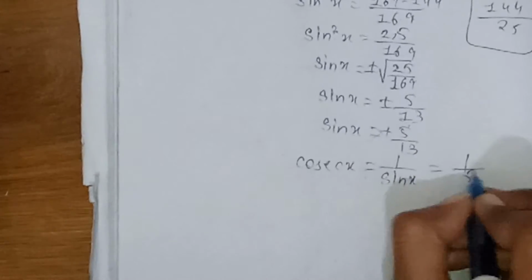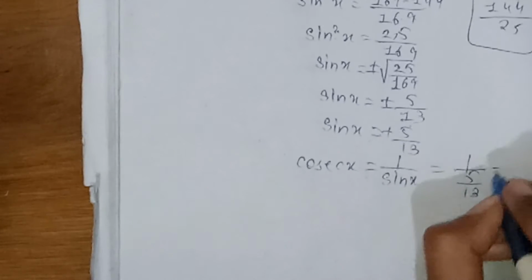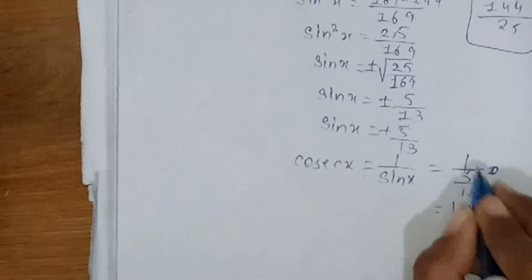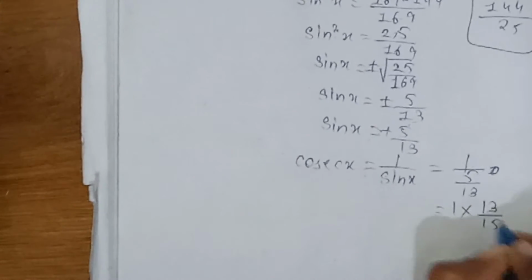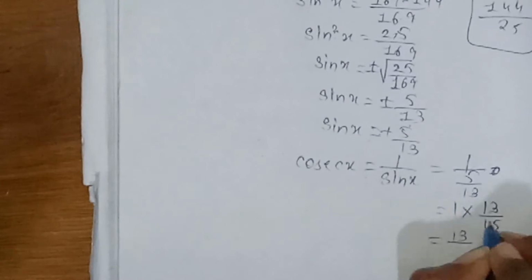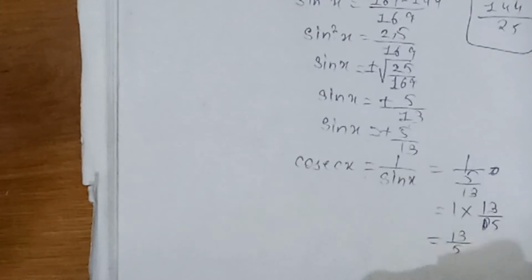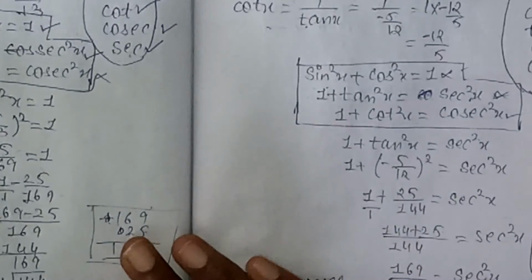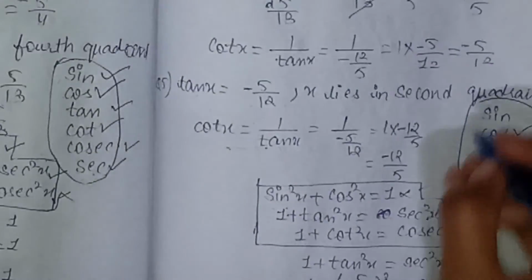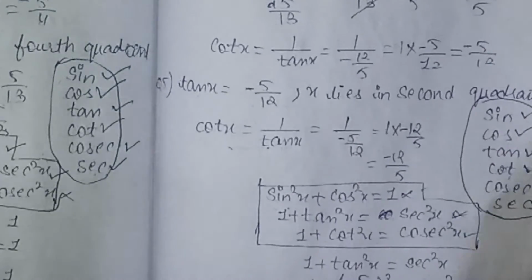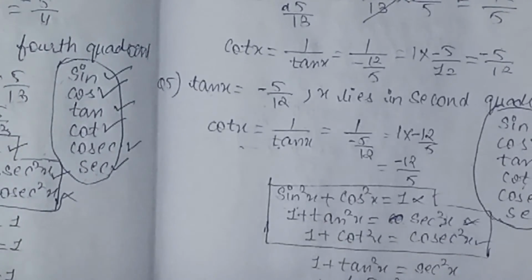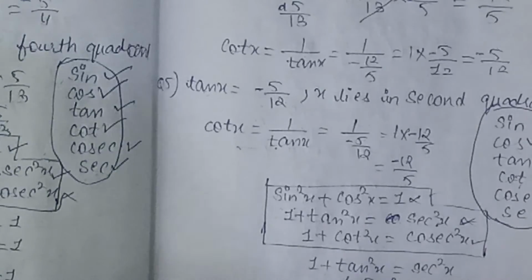5 by 13. So when we take the reciprocal of 5 by 13, it is 13 by 5. So what's the value of cosecant? 13 by 5. So we got the value of sine, we got the value of cosecant. So 5 questions are completed on finding trigonometric functions. So let's proceed to the next one.